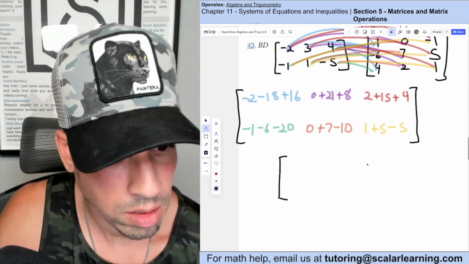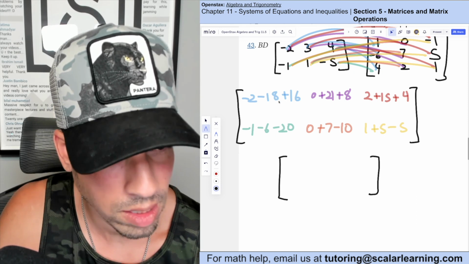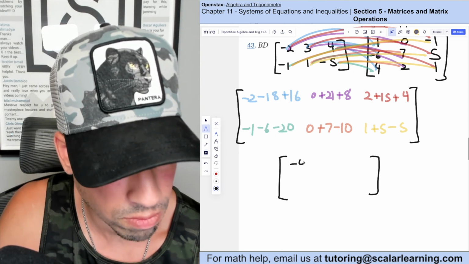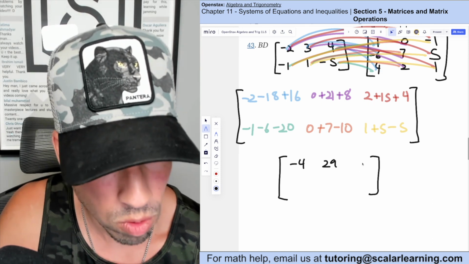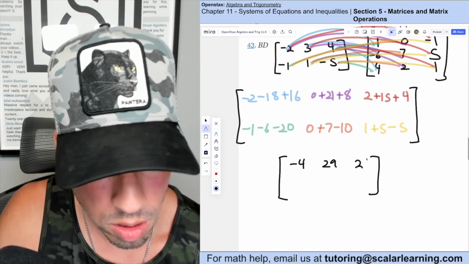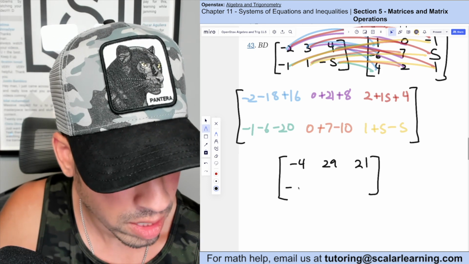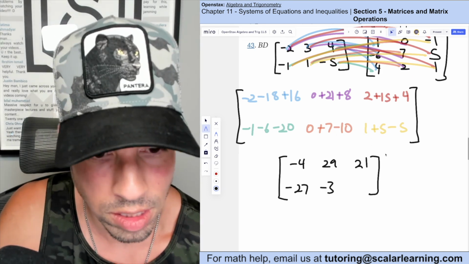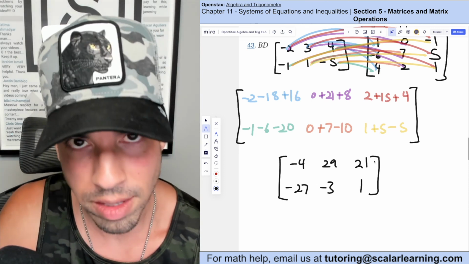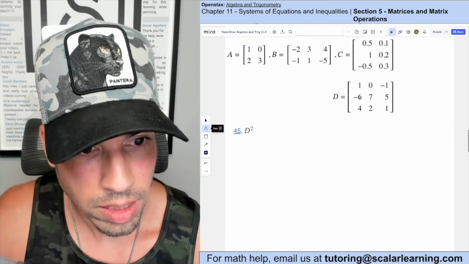All right, now let's simplify. So we got negative 2 minus 18 is negative 20 plus 16 is negative 4. 0 plus 21 plus 8 is 29. 2 plus 15 plus 4 is 21. Negative 1 minus 6 minus 20 is negative 27. 7 minus 10 is negative 3. Last but not least, 1 plus 5 is 6 minus 5 is 1. That's how you do it. Done.